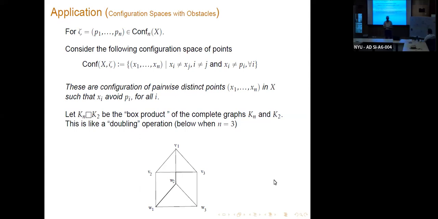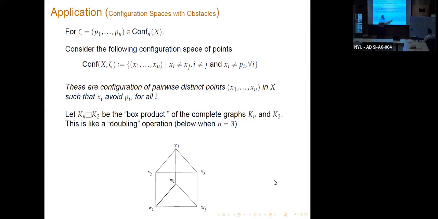What's that space? Okay, I'm going to tell you what this is. This is called configuration space with obstacles. So you have 3 obstacles and you want that your x1 does not hit the first obstacle, x2 not the second one. Take a graph, sorry, I think it's the box product with K2. Box product is defined between any 2 graphs, but for K2 it is very simple.